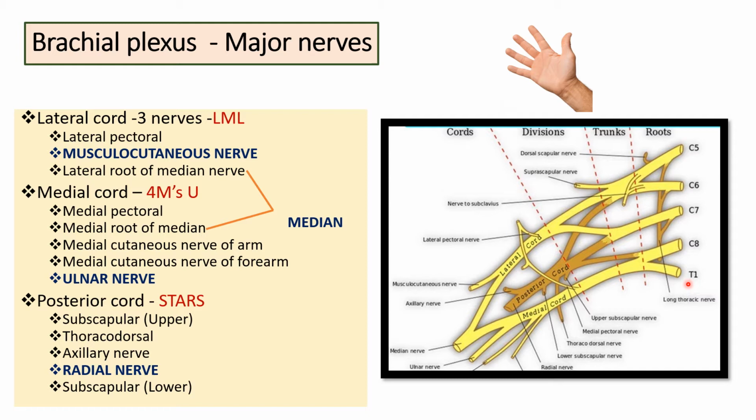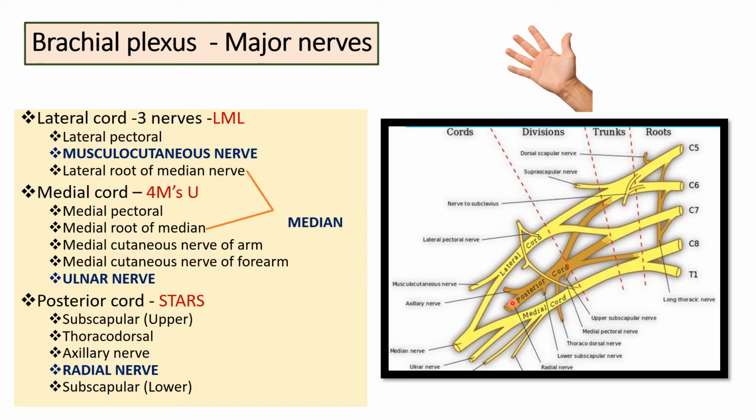Then if you take each trunk, it divides into an anterior division and a posterior division. In this picture you can see it, and the posterior divisions of all three trunks unite and form the posterior cord. So that will be a clear remembrance. All the posterior divisions unite and form the posterior cord of the brachial plexus.